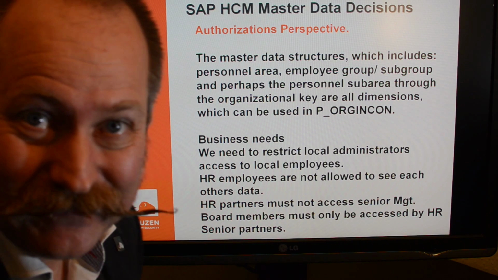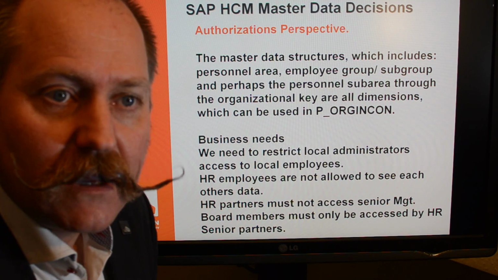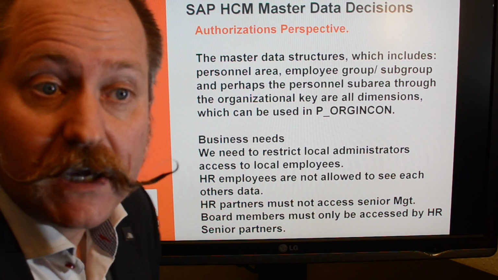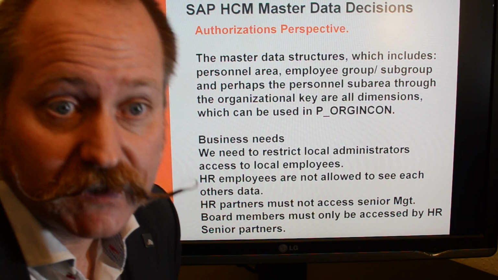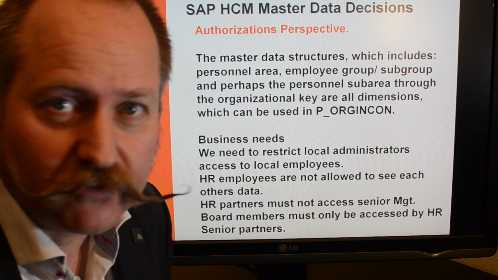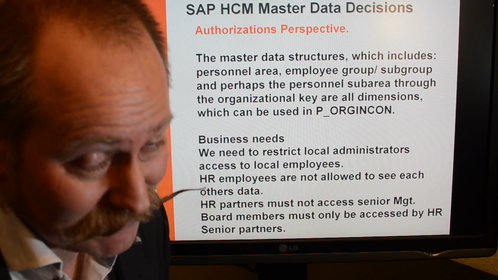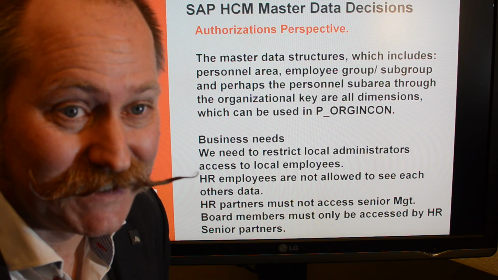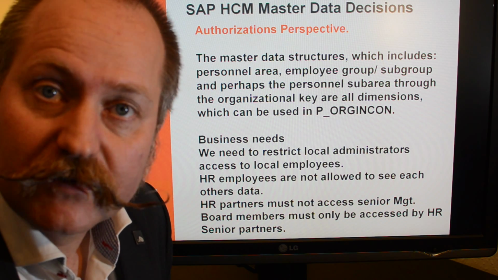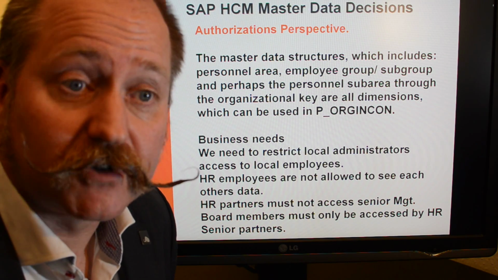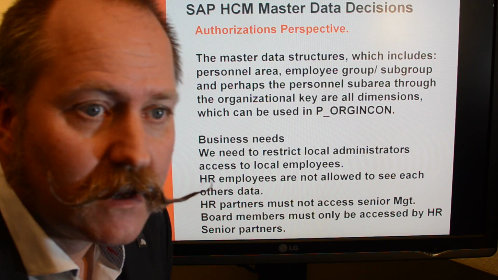That was personal area. Then we have the authorization perspective, because the master data structures, which include personal area, employee group, subgroup, and perhaps personal sub-area, which can be included in the organizational key, those are all represented in P_ORIGIN, which is one of the main authorization objects we have.